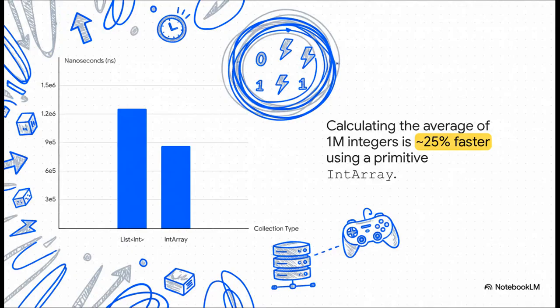And you can see the real-world impact right here. In a benchmark calculating the average of 1 million integers, the specialized IntArray, which stores those raw, unboxed numbers, is a full 25% faster than the List<Int> version. For things like game development or heavy data processing, that is a massive win.